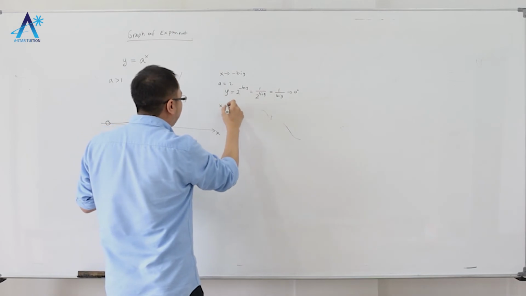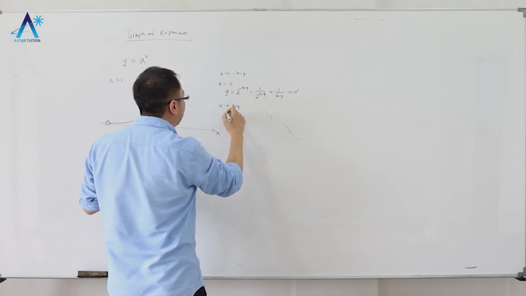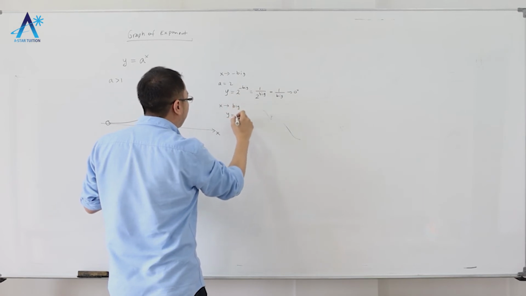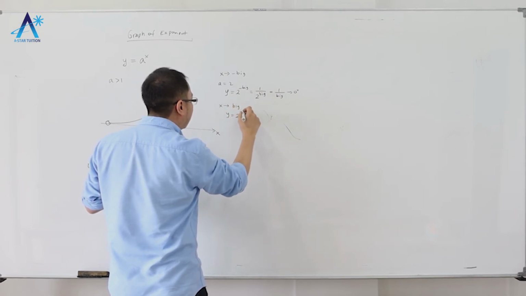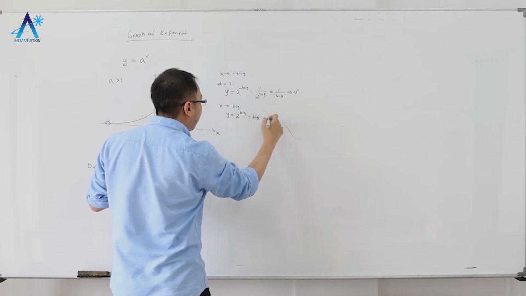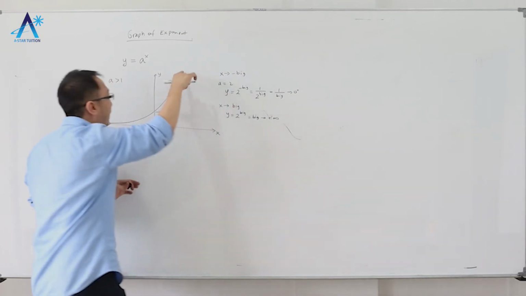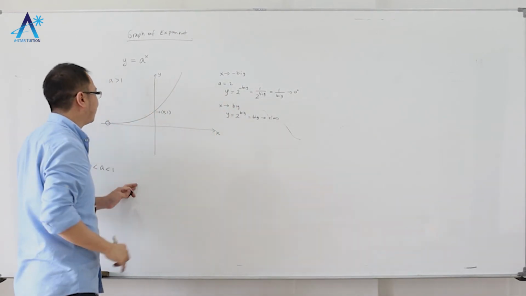And for the case of x approaching a big number, this y is equal to 2 power big, which is equal to a big number, and is approaching positive infinity, which is shown by the right endpoint here.